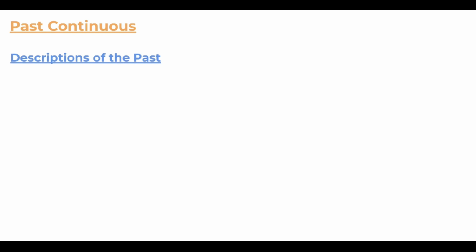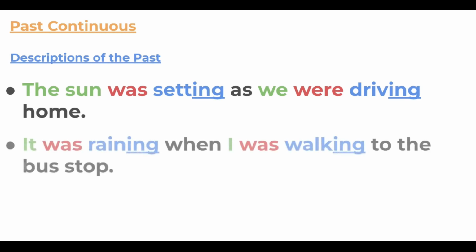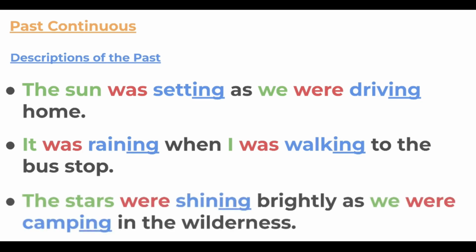And you can think about descriptions of the past. So nice imagery here. The sun was setting as we were driving home. It was raining when I was walking to the bus stop. The stars were shining brightly as we were camping in the wilderness. So three really nice, picturesque, maybe not the second one, but nice images here. We've got our word as, which is a great word to show two things happening. This is really good for storytelling, writing, creating a picture, things like that.